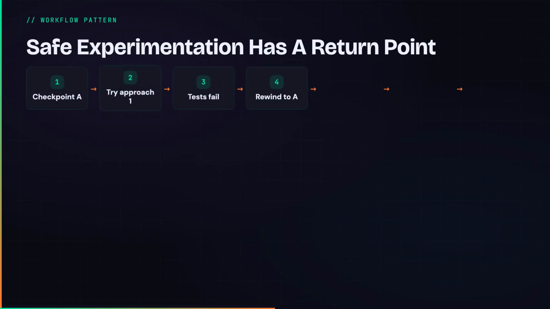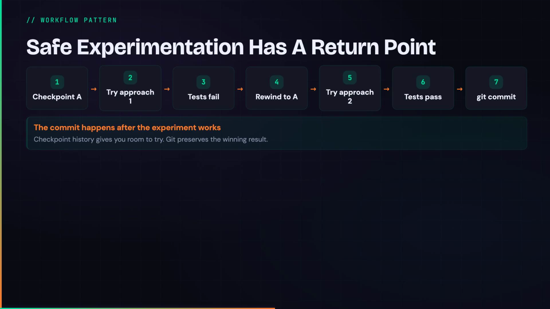Rewind to A. That removes the bad path and puts you back at the clean starting point. Try approach 2. This attempt benefits directly from what the first attempt taught you. You are not starting fresh, you carry the lesson forward. When tests pass, the experiment has produced a result worth keeping. That passing signal is when you stop exploring and start committing.